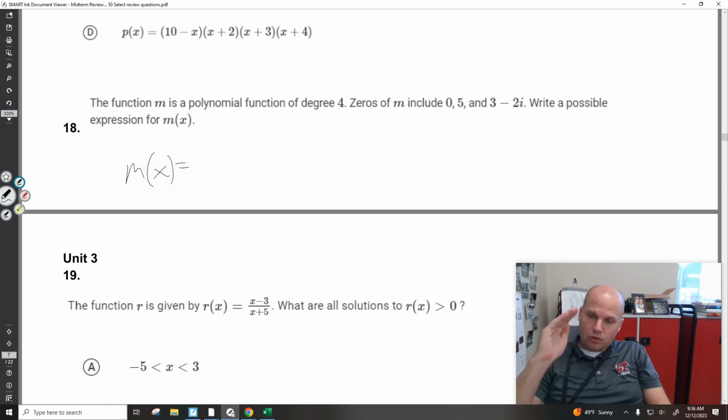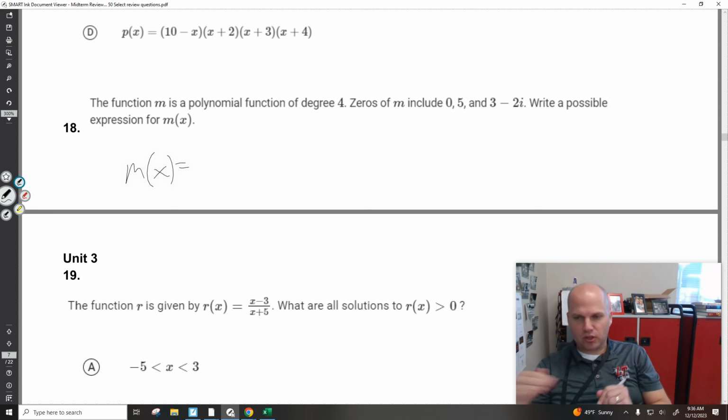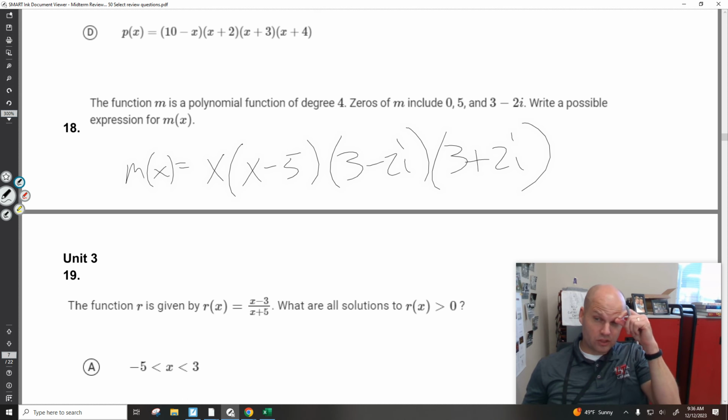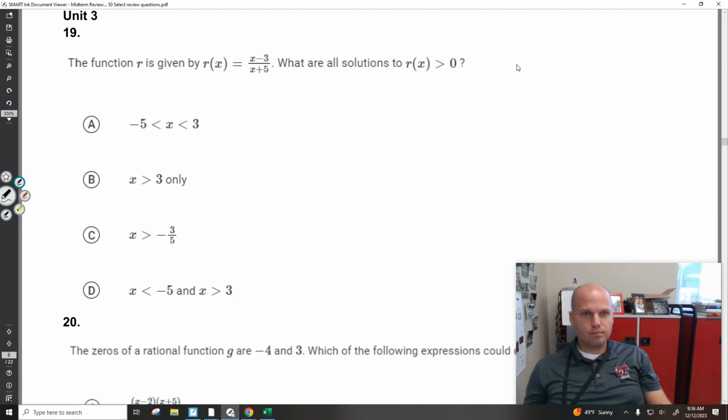Imaginary solutions, complex solutions have to come in pairs. You have to have a plus or minus imaginaries. So 0 means x is a factor. 5 means x minus 5 is a factor. 3 minus 2i means 3 minus 2i and 3 plus 2i have to be factors. This is a possible expression. Okay, cool. Polynomials and behavior done.